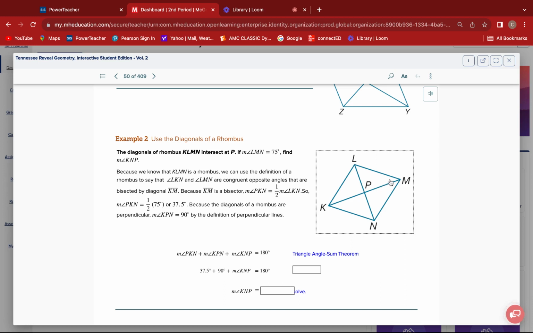will give you 37.5, which means both of these are also 37.5. Given that this is a rhombus, angle P, this angle right here is 90 degrees, and the 3 angles of triangle KPN equal 180. So you take 180, subtract the 90, and subtract the 37.5. Grab a calculator, it'd be 52.5 degrees.